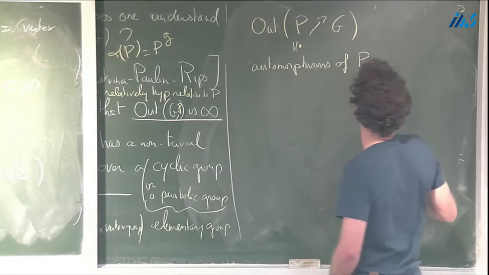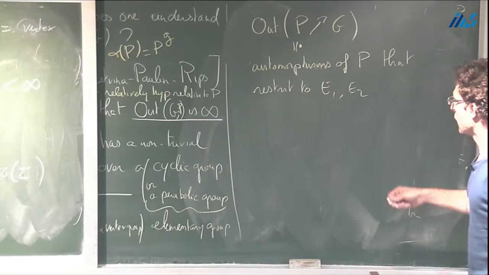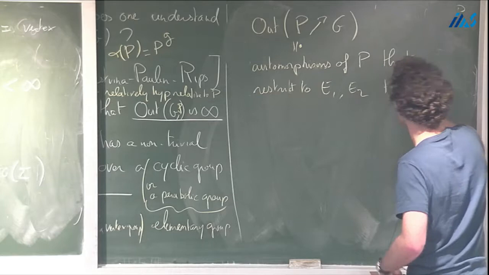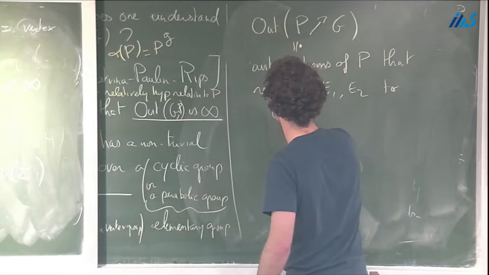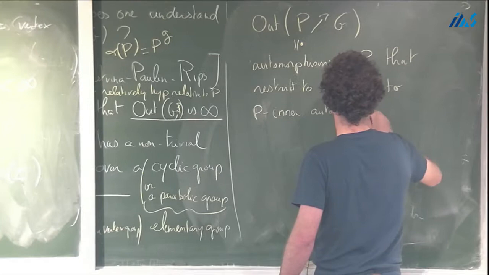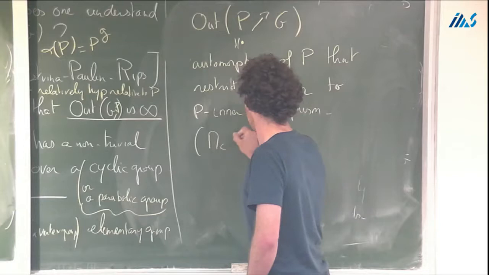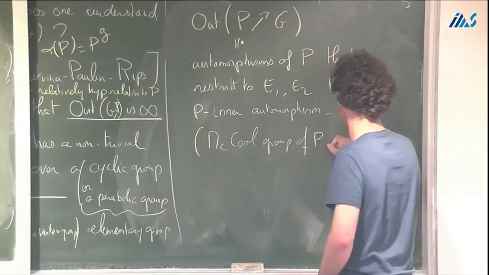Of P that restrict to the incident edge group E1, E2. So I would like to say the identity, but it's the identity up to change of base point. So they restrict to an inner automorphism of P, the conjugation by some element of P. So this kind of subgroup is called a Macul group of P relative to E1, E2.